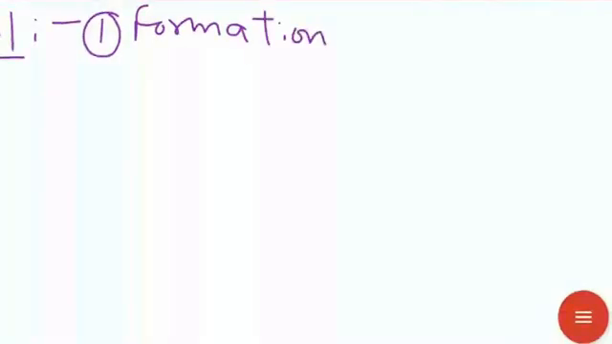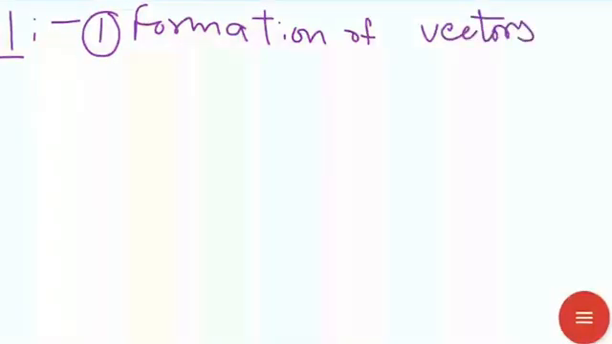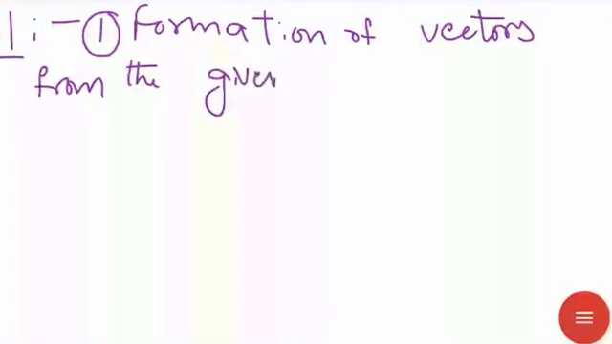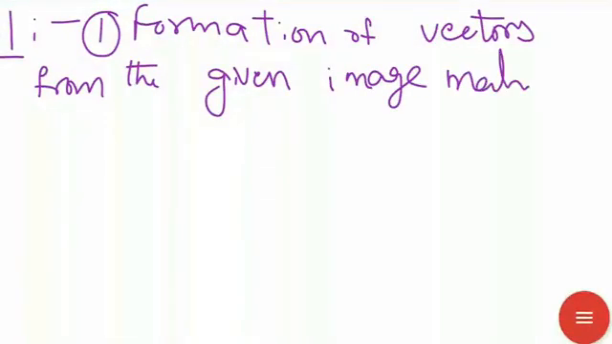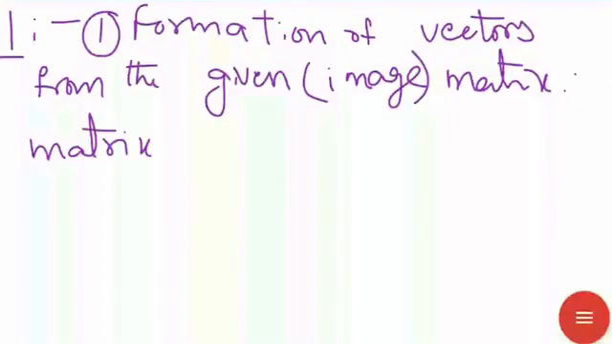Step 1: Formation of vectors from the given image matrix. So here matrix size is 2 by 2 matrix. Matrix size is 2 by 2.